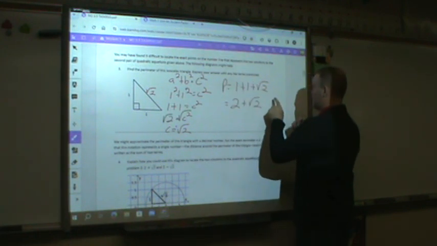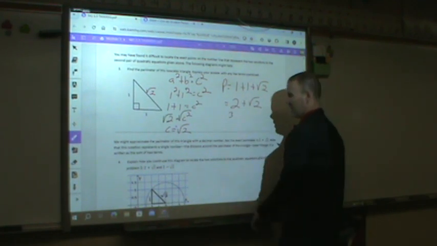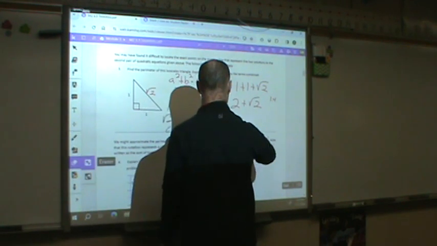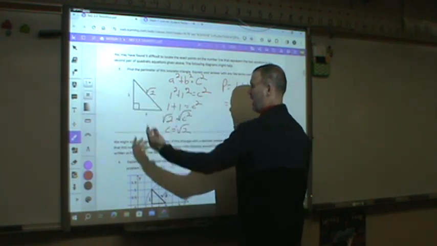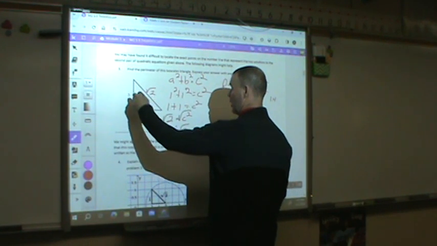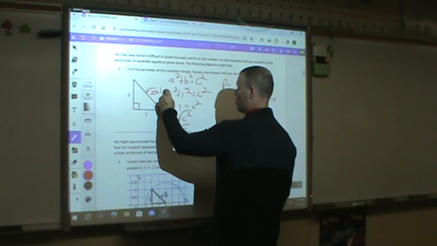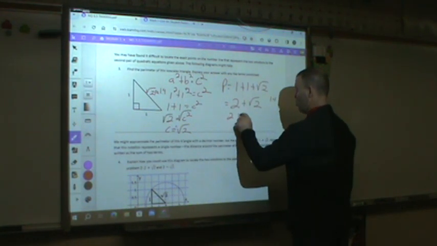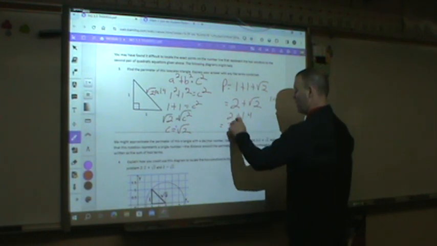But from the previous answer, the square root of 2 is 1.4. So this is like saying 2, and here's the other thing I want to express. Most of you might not know, square root of 2, how do I know that that's a legitimate answer? Well, it's got to be greater than 1, because the hypotenuse is always the longest side of a triangle. If the square root of 2 is approximately 1.4, that's a reasonable answer. So 2 plus 1.4 is 3.4. That would be the perimeter.